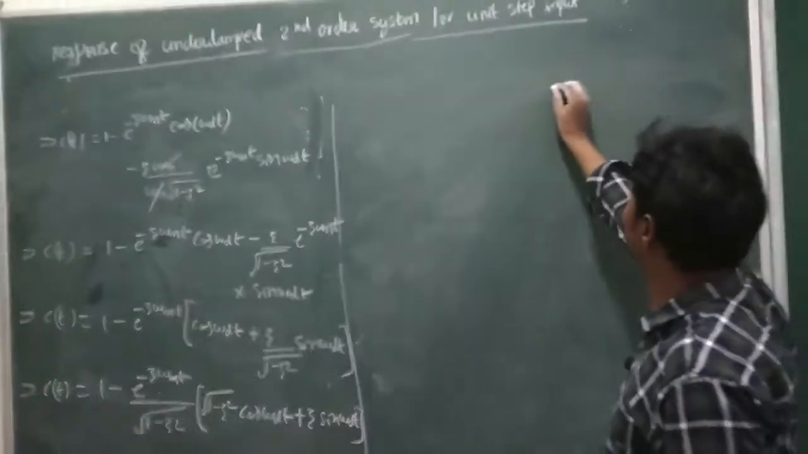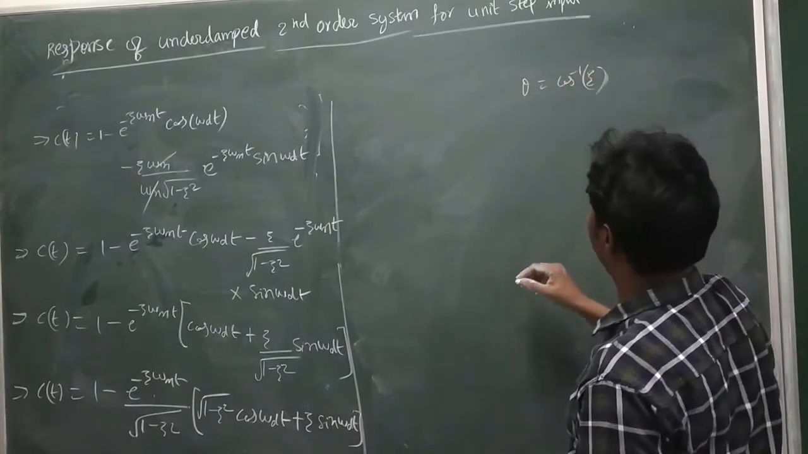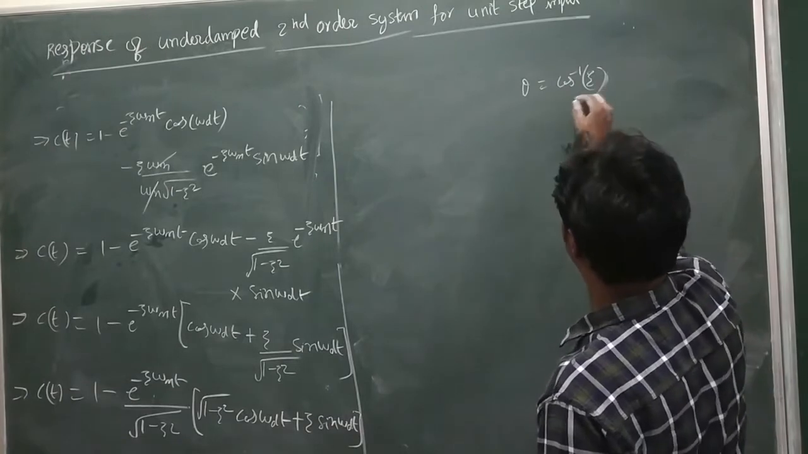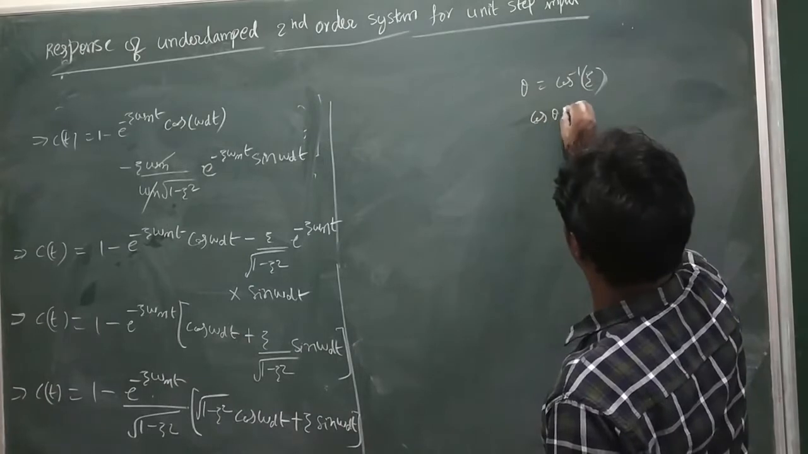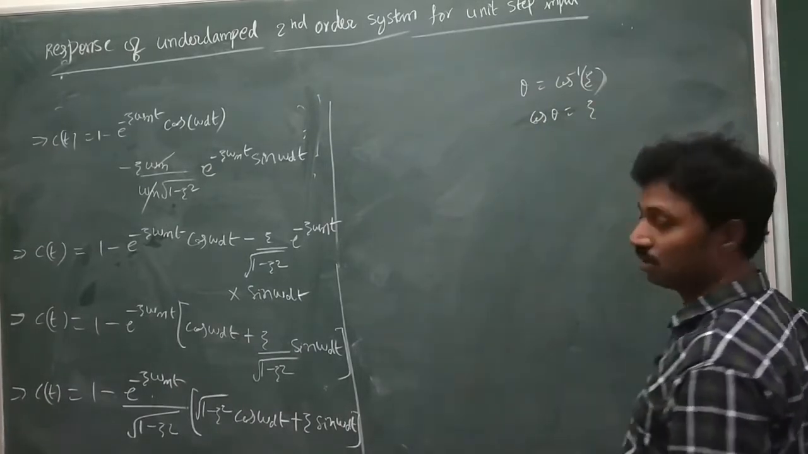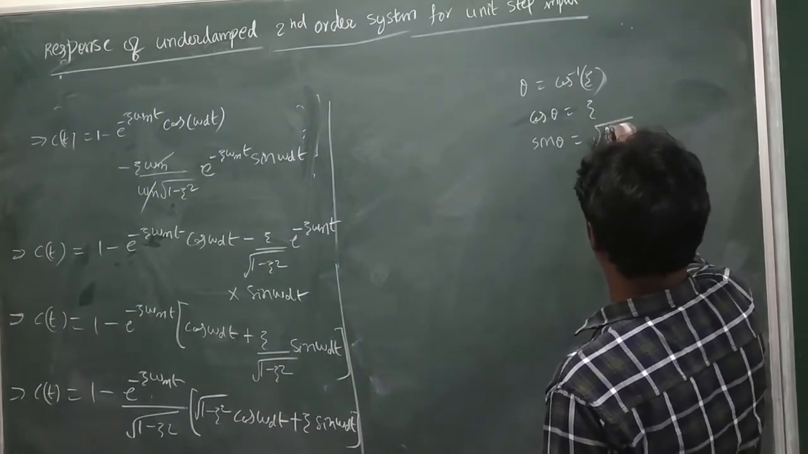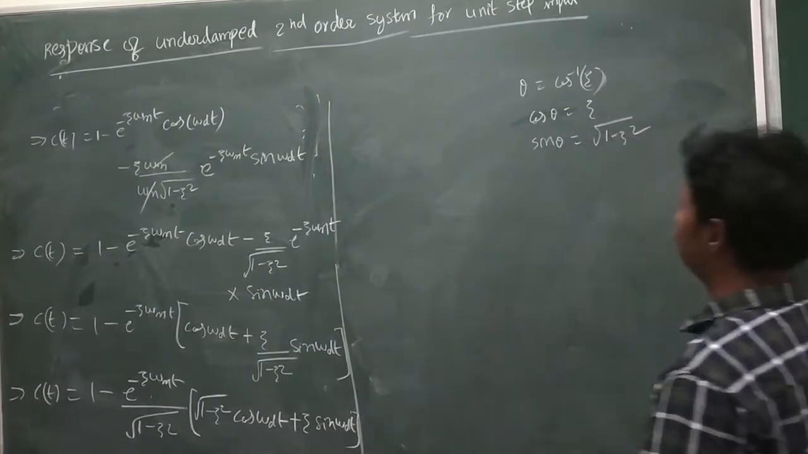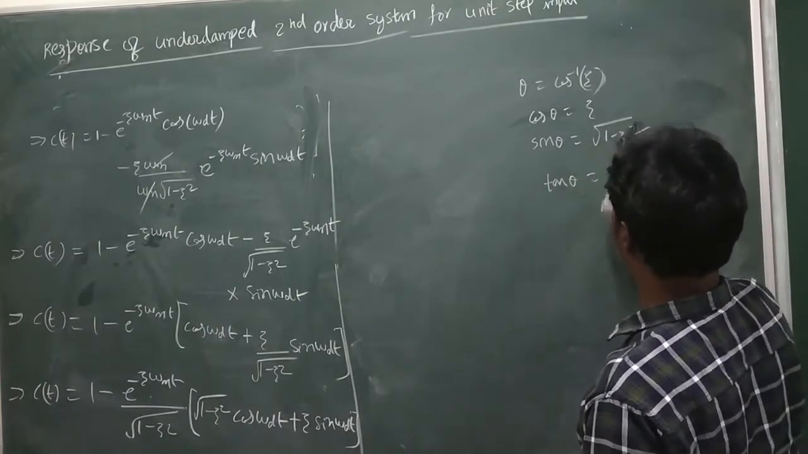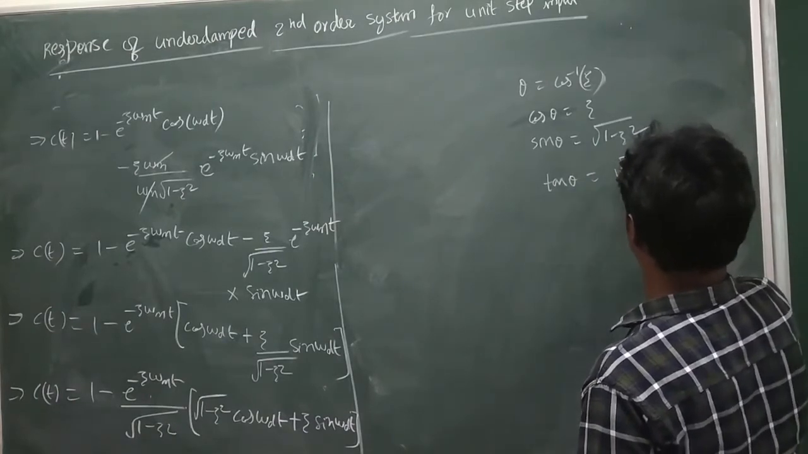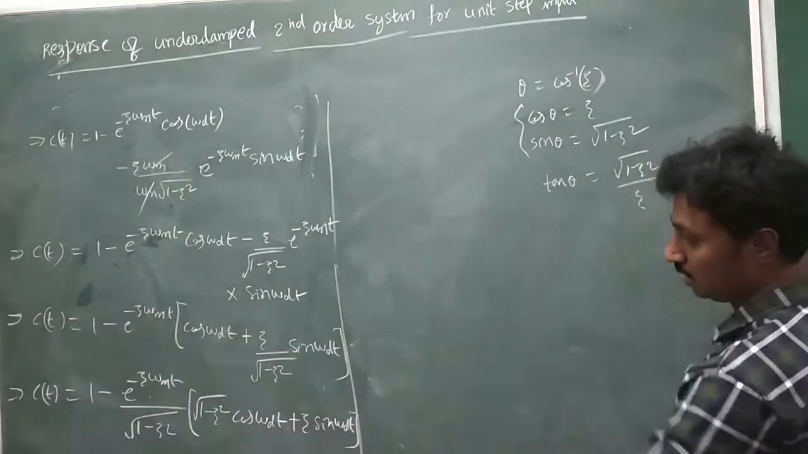Here you know that theta is equal to cos inverse zeta, right? So it also means cos theta is equal to zeta, and sin theta is equal to root of 1 minus zeta square. So tan theta is equal to sin theta by cos theta, that is root of 1 minus zeta square by zeta. So you can apply these formulas here.